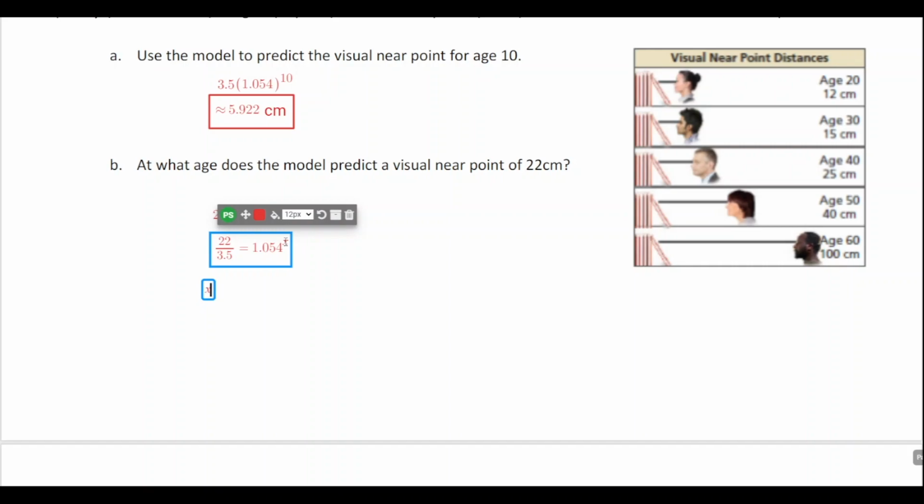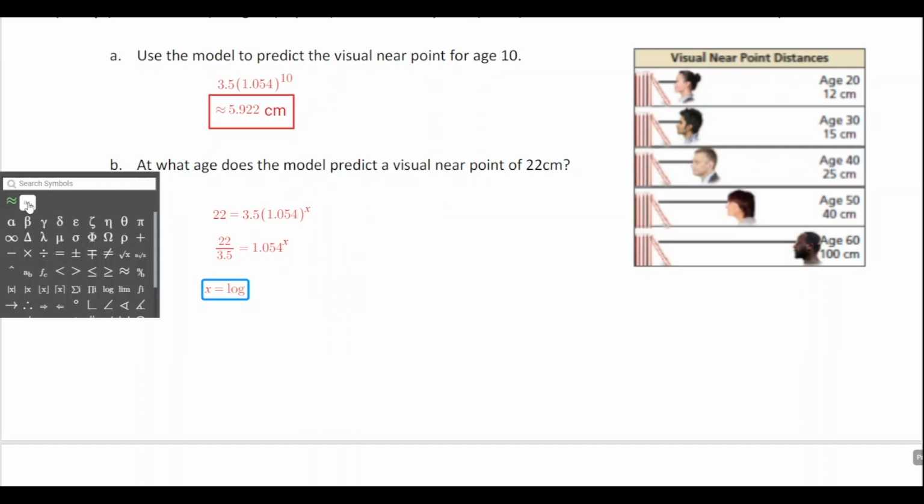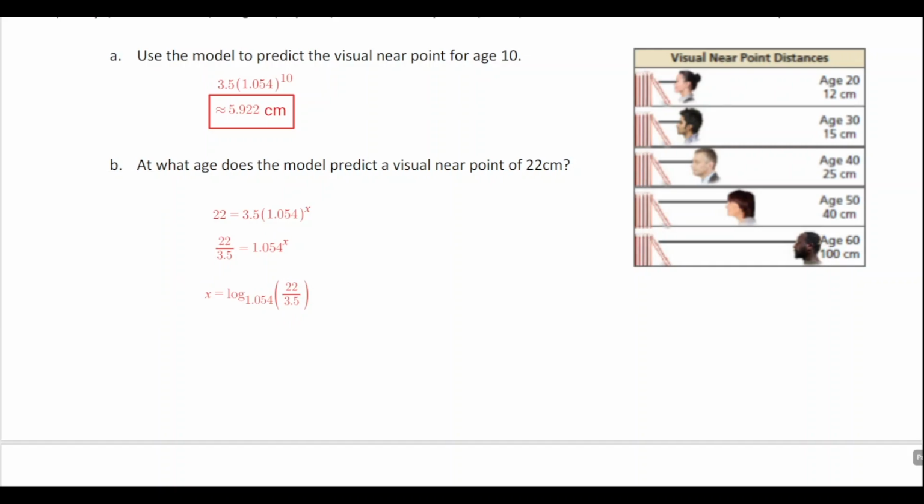And write it as x equals log base 1.054 of 22 over 3.5, whatever that is. There's probably a better number to use there, but it should not be a big deal here. So let's go ahead and pull up our calculator again. Where did it go? There it is.